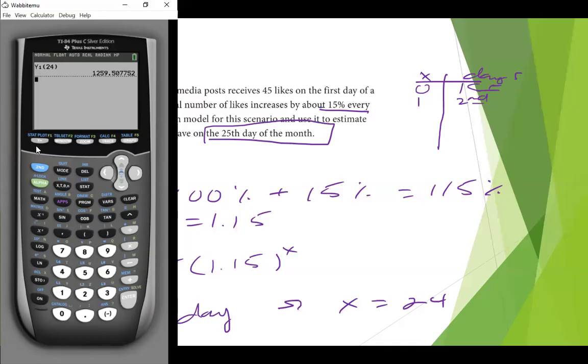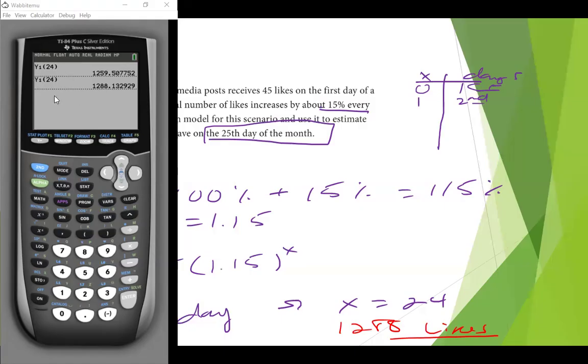Did I? Let me go look. I did put in 44. Thank you. So let's go back there again, and I'm going to grab that again. And so on day 25, how many likes should I expect? Roughly 1,288 likes if it's only growing at 15% a day.